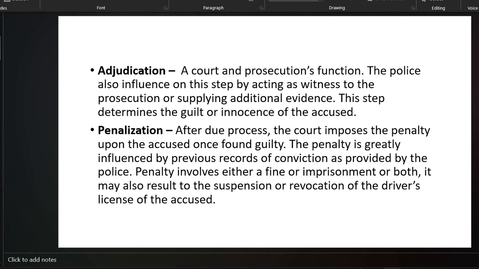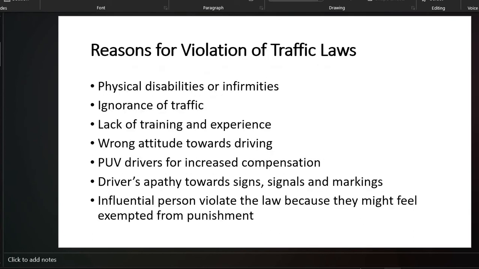Number 4, adjudication. Number 5 is the penalization or the penalty. It could be a fine, it could be imprisonment, or it could be revocation of the license. So, reasons for violation of traffic laws. Number 1, physical disabilities or infirmities. Number 2, ignorance of traffic laws. Number 3, lack of training and experience.